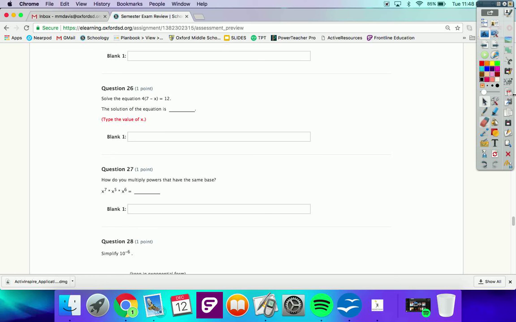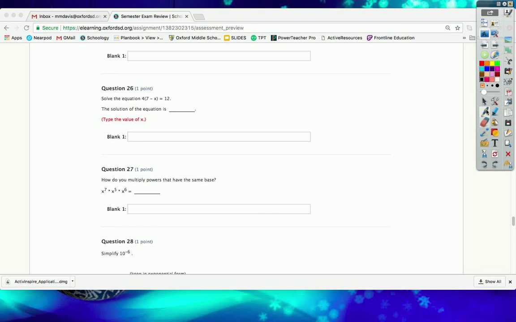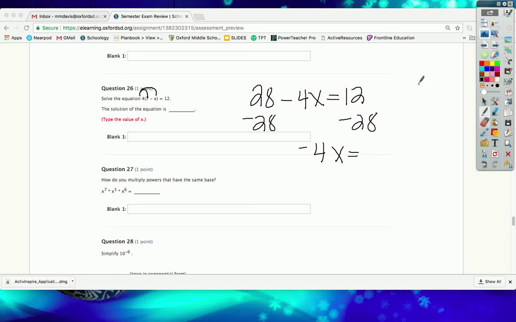Number 26 is an equation that you should work out. I would suggest on paper. I need to distribute 4 to both terms inside, so I've got 28 minus 4x equals 12. Trying to isolate the variable, I would move 28 over. I've got negative 4x equals 12 minus 28, which is going to give me a negative 16. When I divide by negative 4, I get that x is equal to a positive 4.